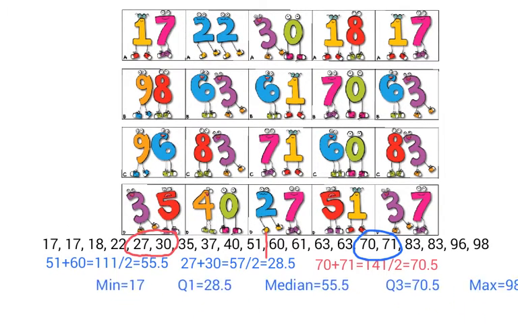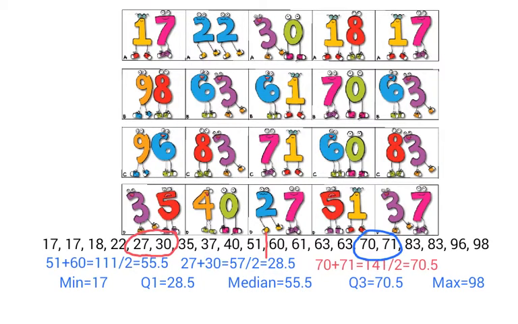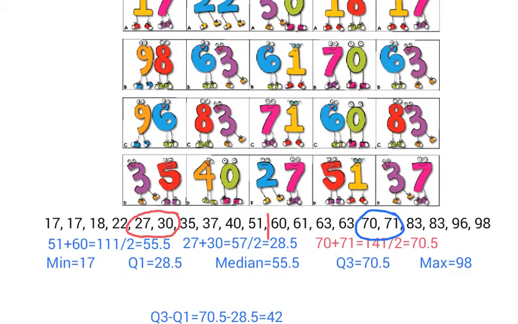So to get our 5-number summary, we have our minimum, which is 17, quartile 1, which is 28.5, median is 55.5, quartile 3 is 70.5, and our max is 98. Now to get our IQR, our interquartile range, all we do is take quartile 3 and subtract our quartile 1 from this term. So Q3 minus Q1 is 70.5 minus 28.5, which gives our IQR to be 42.